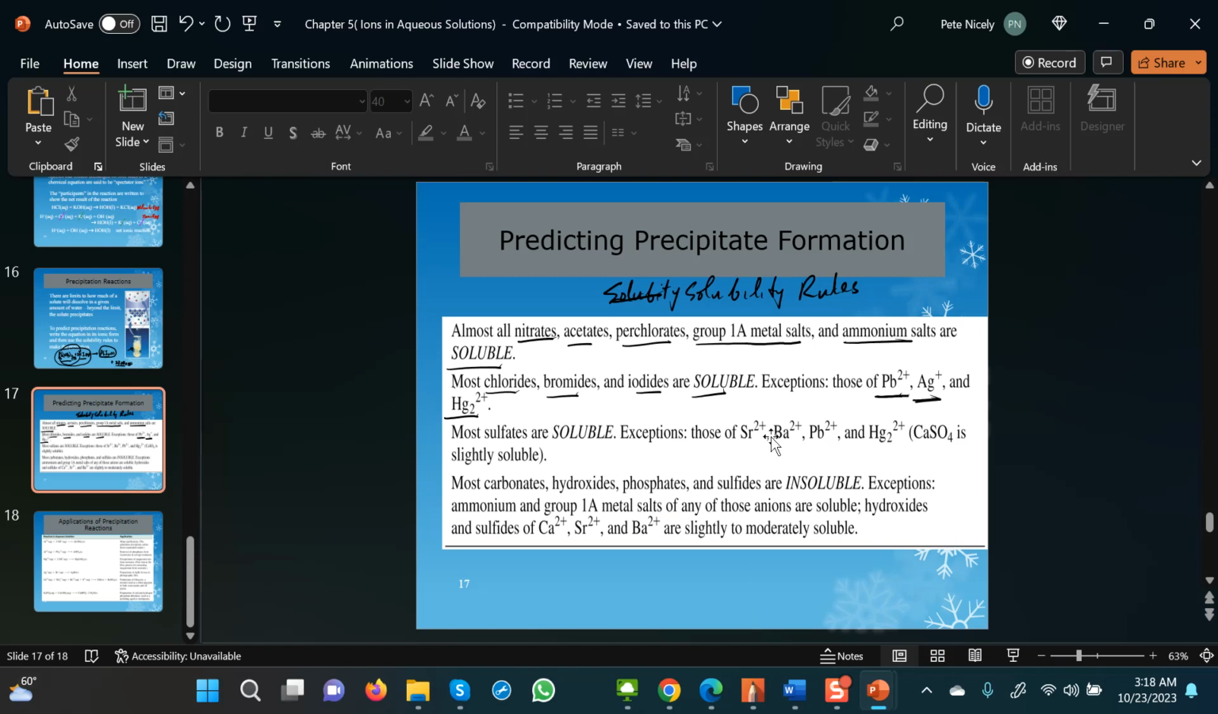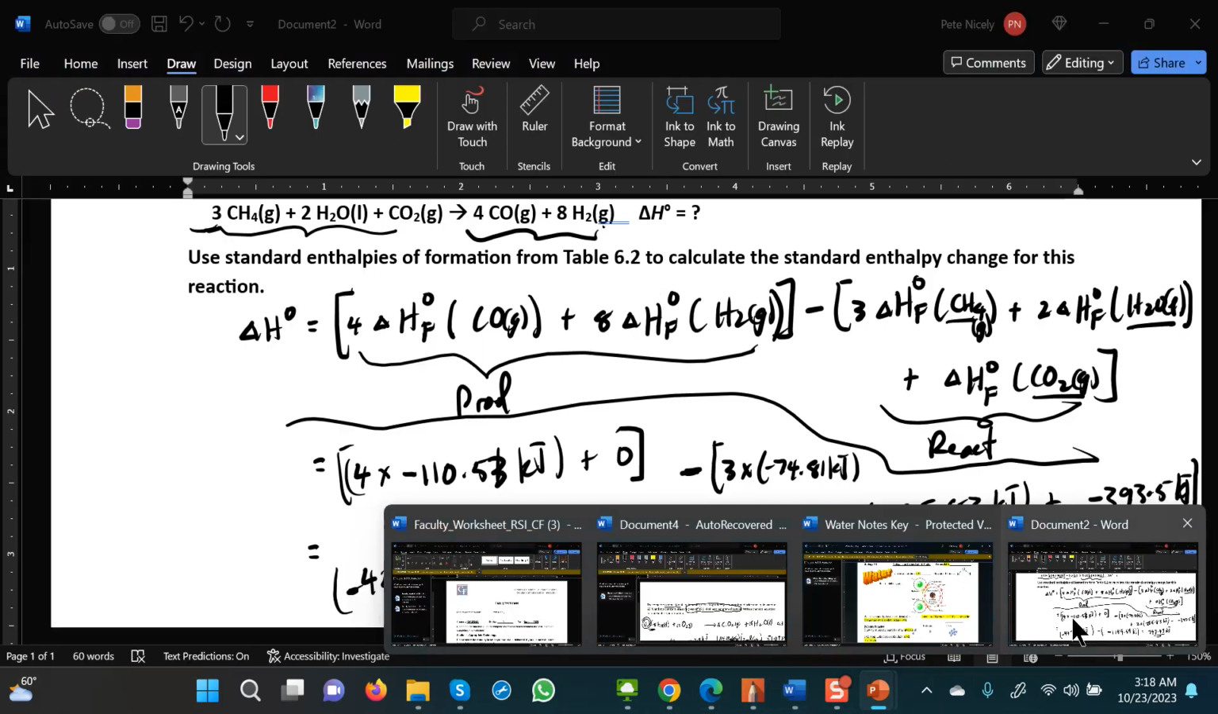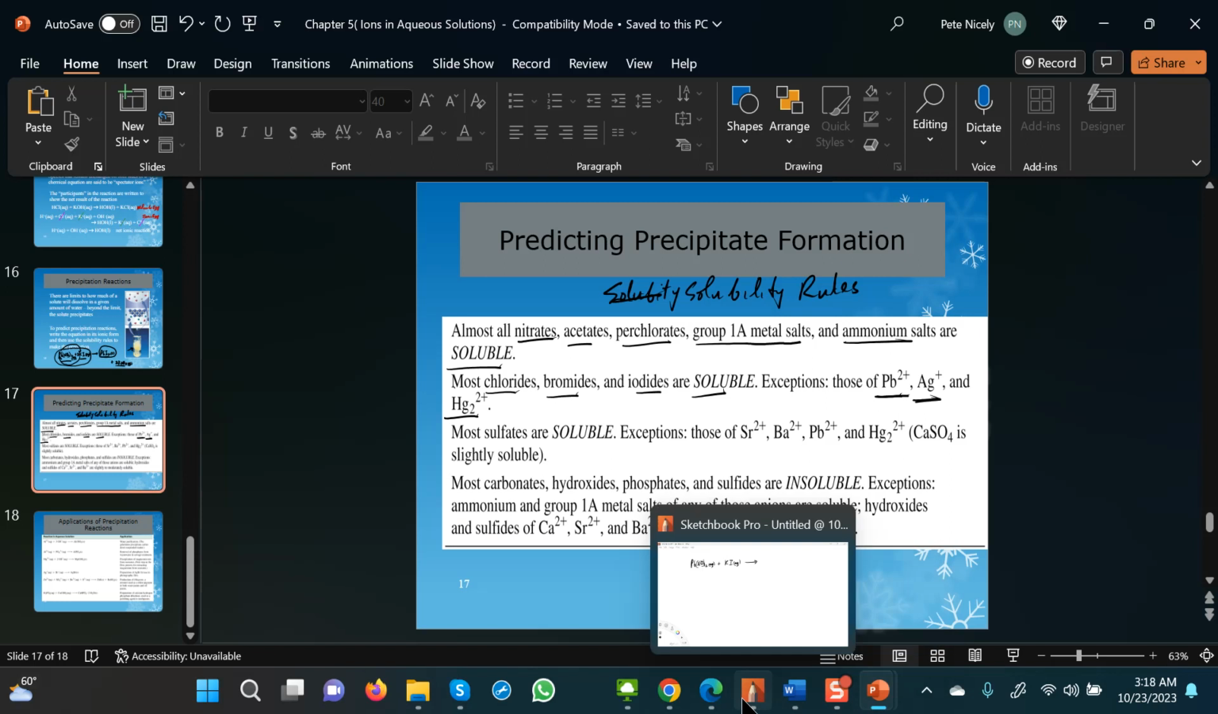Not only that, but we know also that most chlorides, bromides, and iodides, right, so potassium iodide would be soluble in water as well for that reason, because it contains the iodide ion, right? So that's just how we use the rules to make predictions as to whether or not a particular ionic compound will dissolve in water. Now, let me go back to this right here.